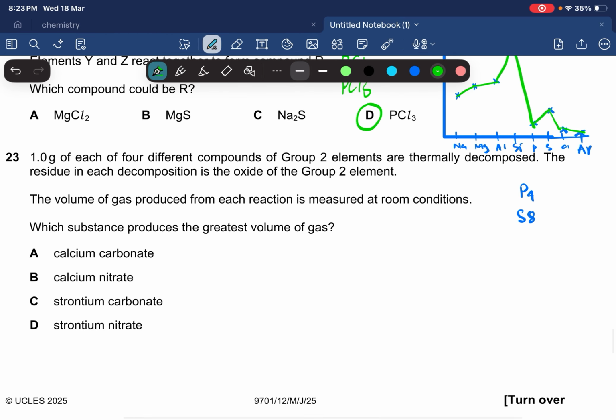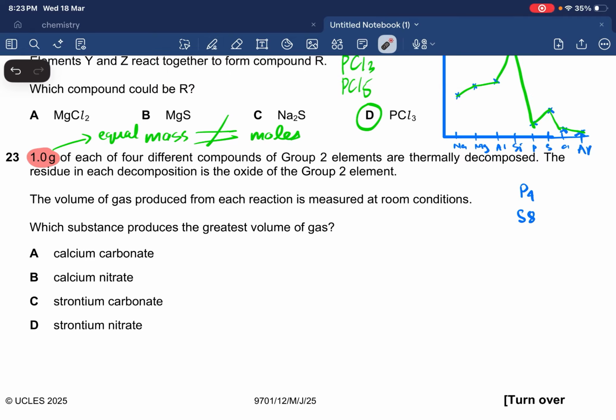1 gram of each of the 4 compounds. So we have equal mass. Remember that equal mass does not mean equal moles. People always think that if mass is equal, moles are equal. No, that's incorrect. Of different compounds of group 2 elements that are thermally decomposed, the residue in each decomposition is the oxide of the group 2 element.